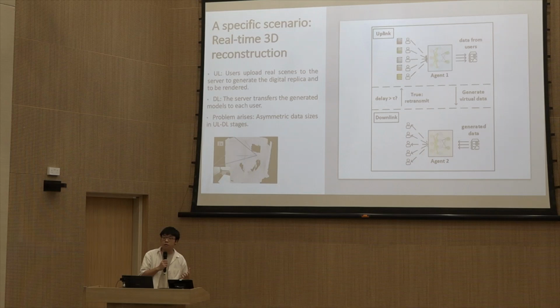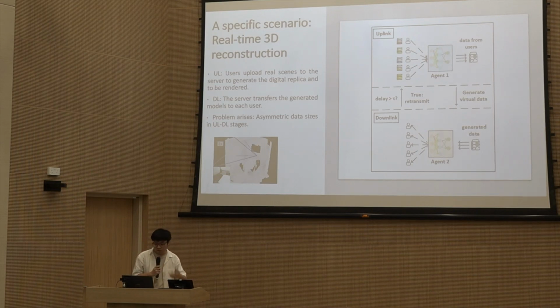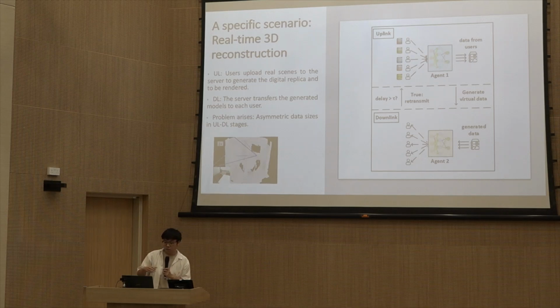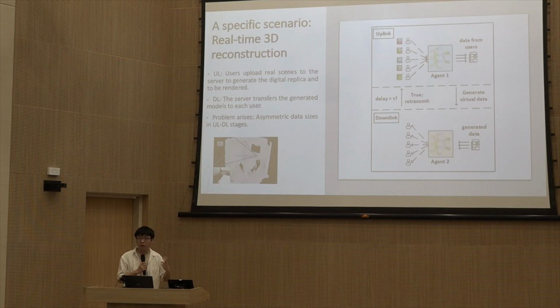For such a scenario, some very interesting problems arise. In the uploading stage, the users upload the real scenes to the server to generate the 3D models. And in the downlink stage, the server transfers the generated models to each user. You can see that the data sizes in these two stages are highly asymmetric.